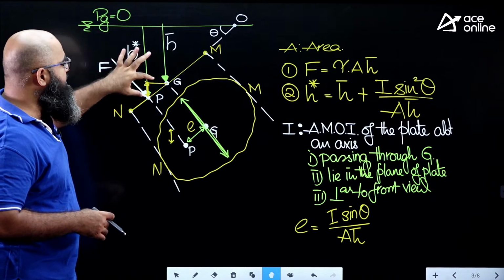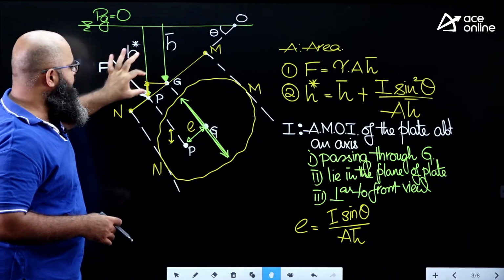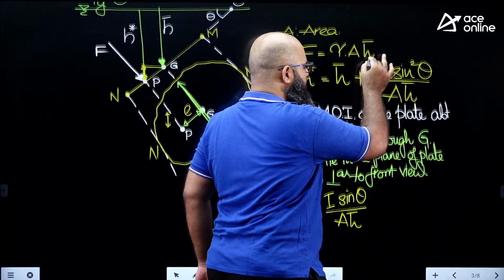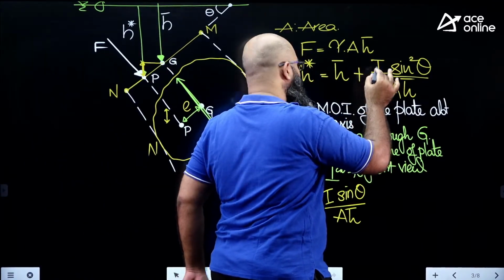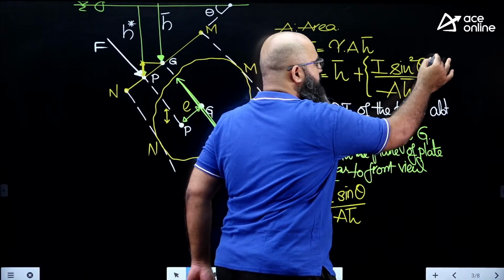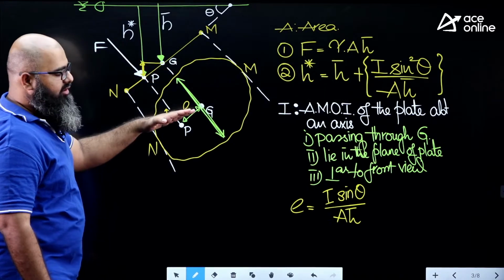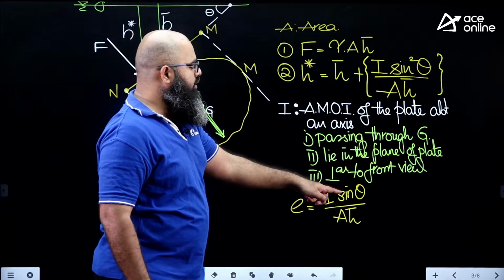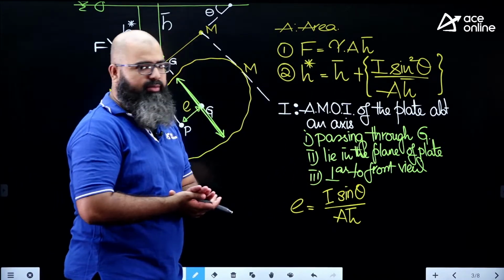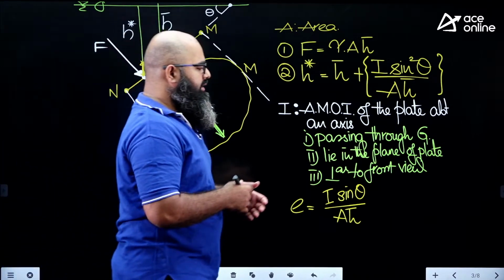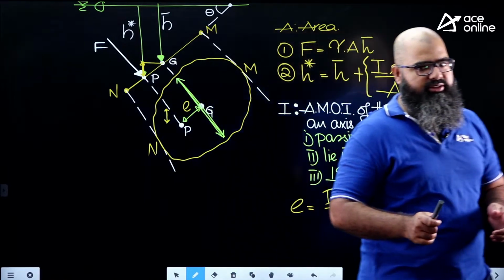If you look at its inclined value, that means you divide this particular portion, whatever portion you are having over here, by sine theta, you will get back the value of eccentricity. So eccentricity is equal to I sine theta by area h bar. These are the formulas we are having. Let us look at a problem, a very simple problem based on these formulas.